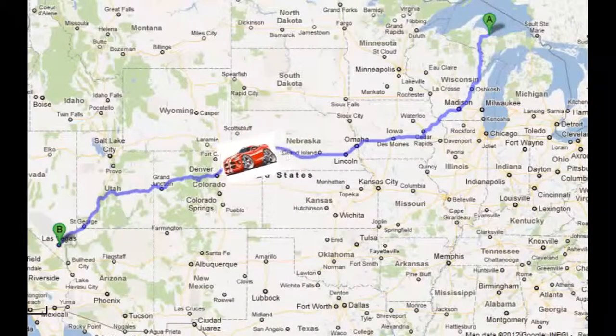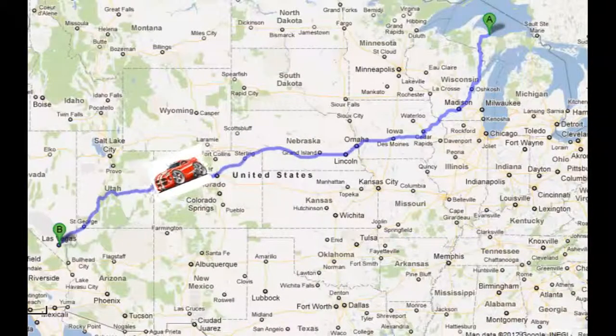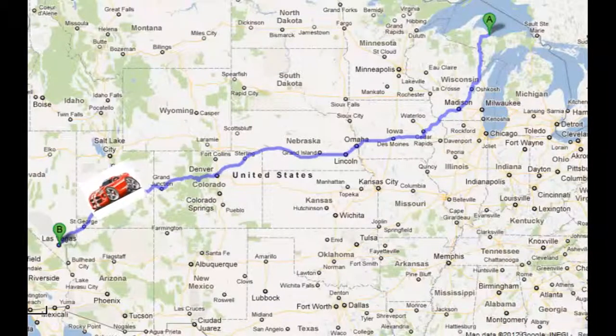We are going to explore this problem in 3 ways. First with Geometry Sketchpad, then with a calculator, and then with a Lab Pro. Let's get started.